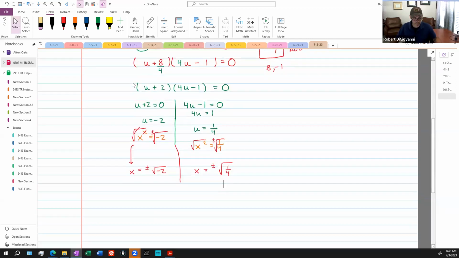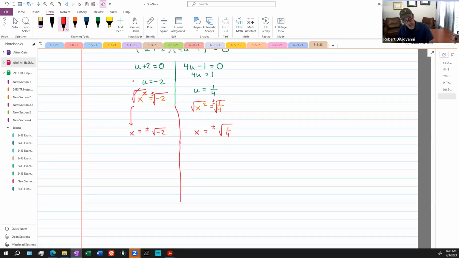Let's do the one on the right first, because it's the one that I think is a little more straightforward. For this one, I'm going to say x equals plus or minus. Because it's a fraction, I can do the square root of the top and bottom separately. And that gives me plus or minus the square root of 1 is 1, and the square root of 4 is 2. So I have two answers there, positive 1/2 and negative 1/2.